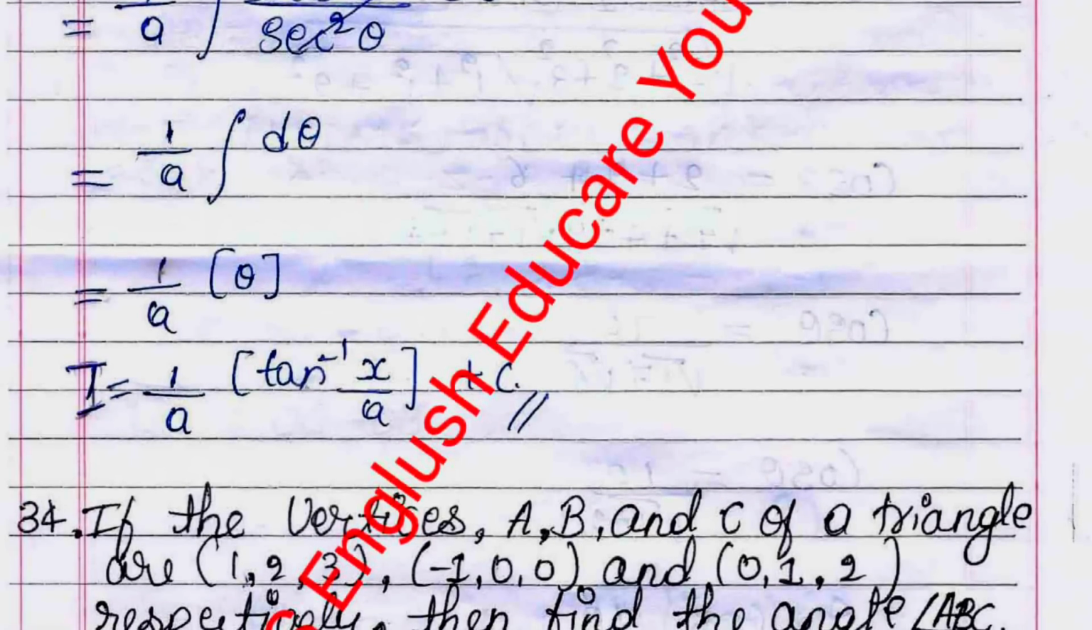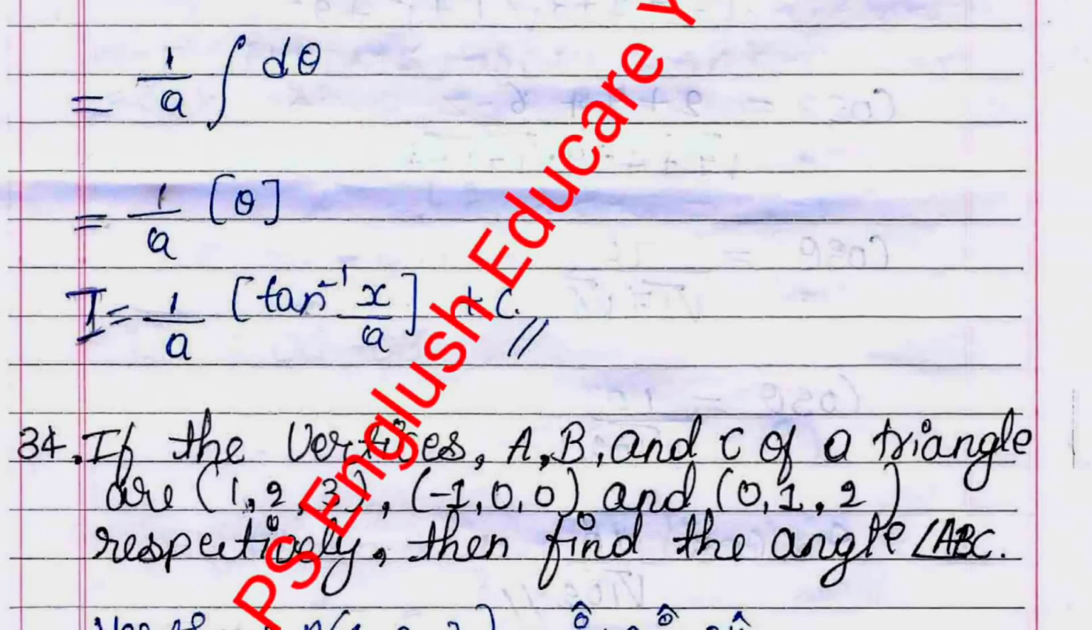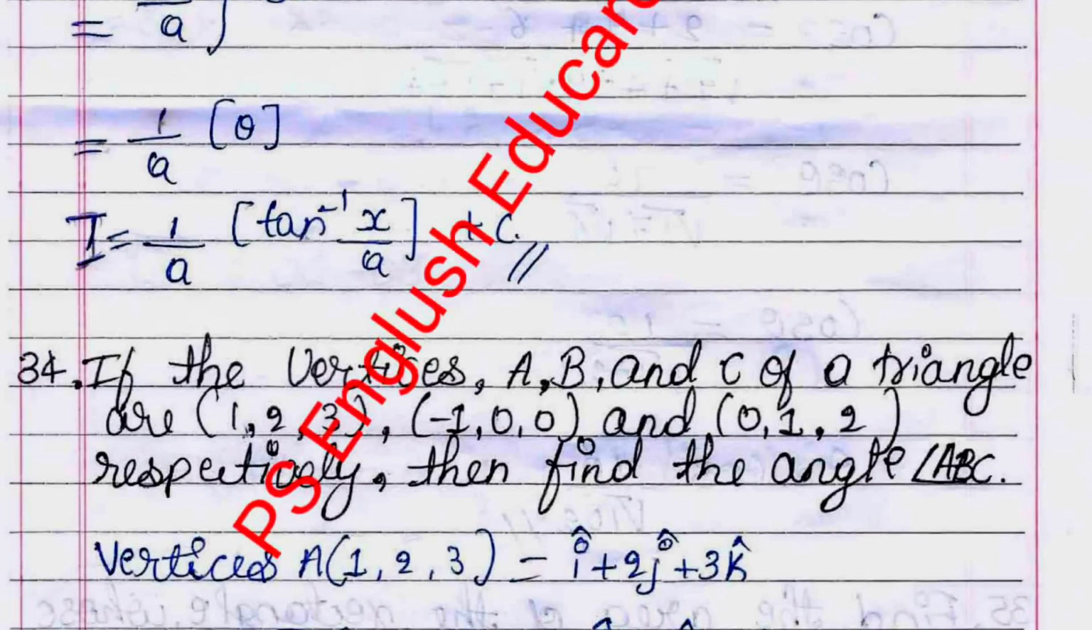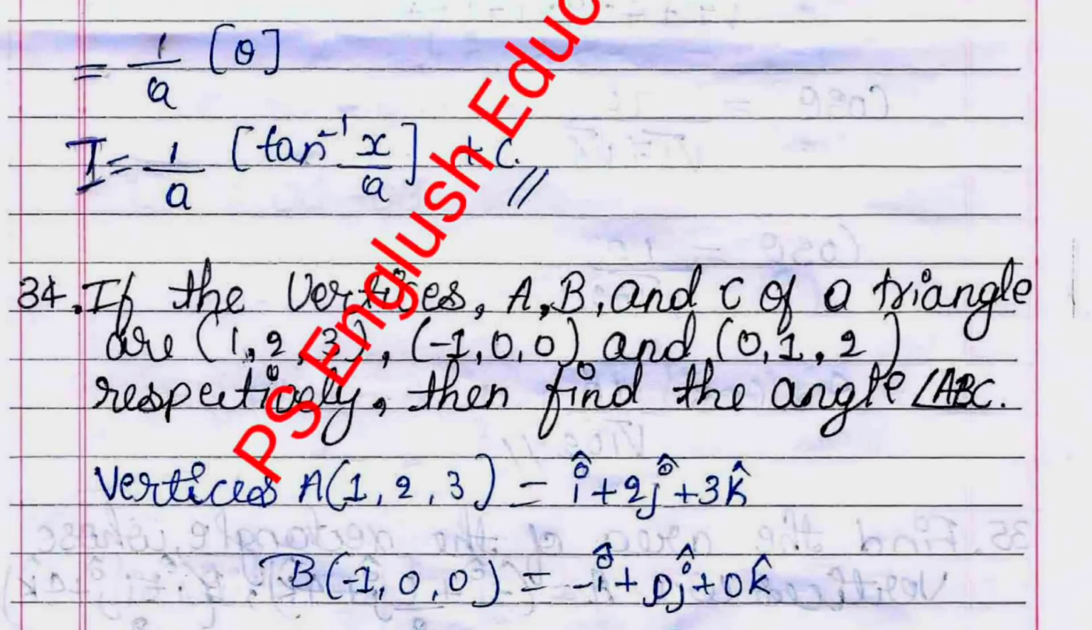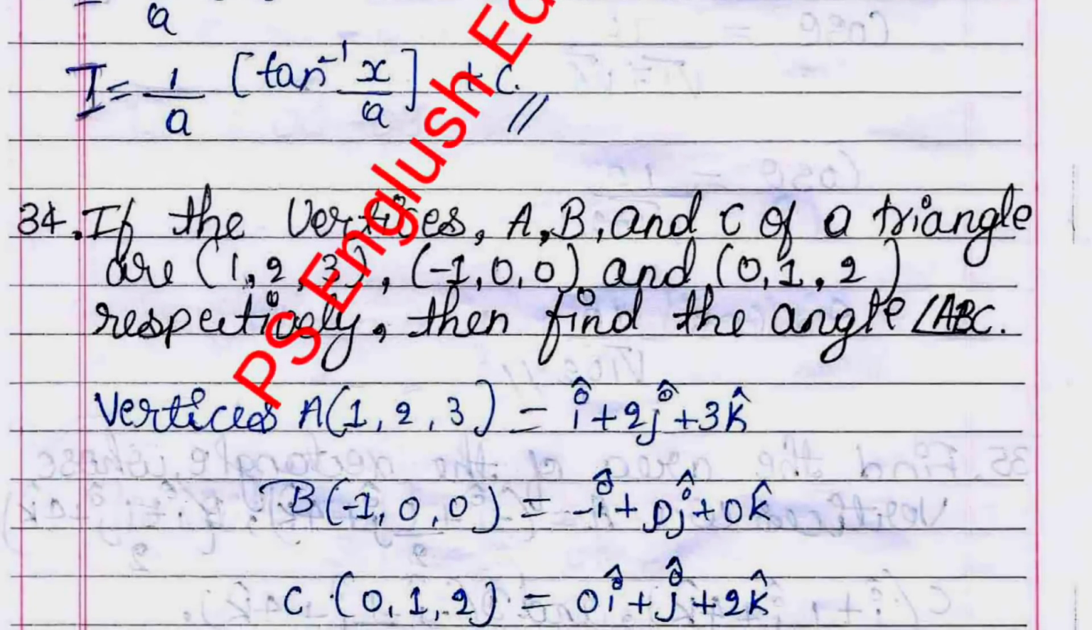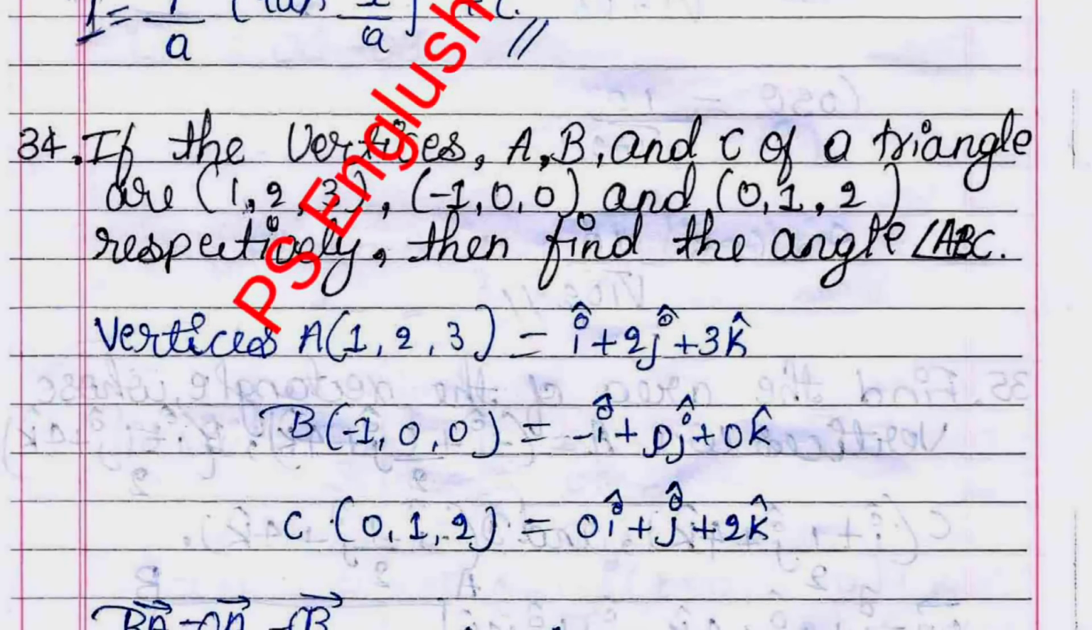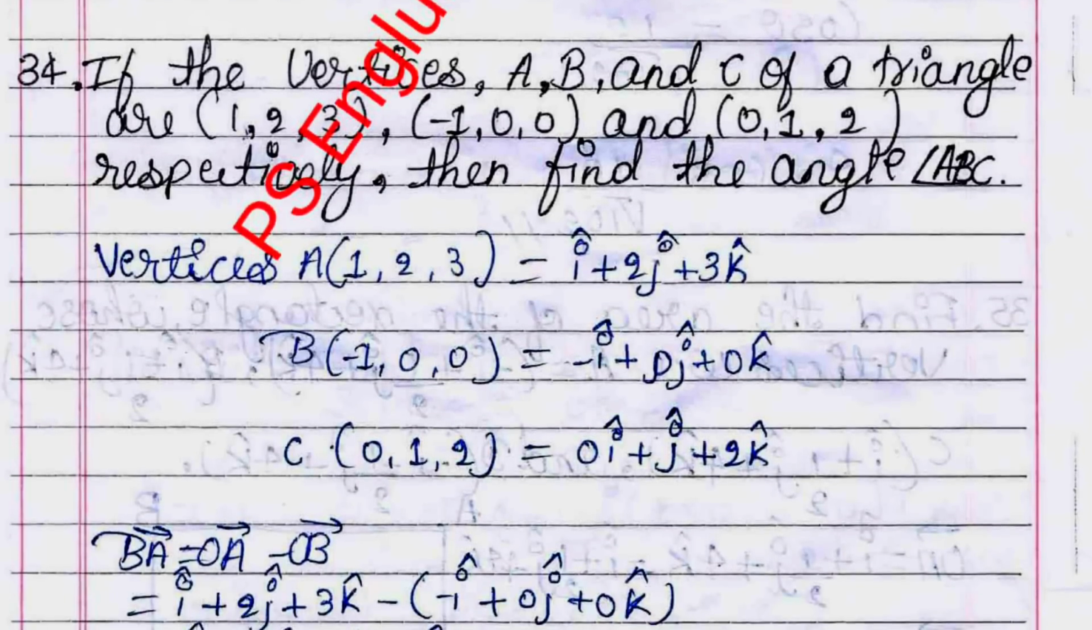If the vertices A, B and C of a triangle are (1, 2, 3), (-1, 0, 0) and (0, 1, 2) respectively, then find the angle ABC, and the answer is B.